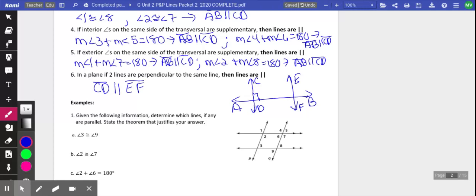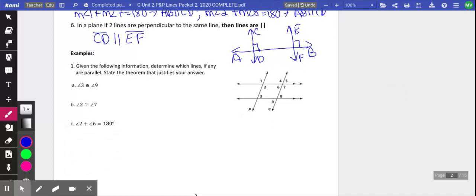So, some examples. Given the following information, determine which lines, if any, are parallel. State the theorem. So here we're saying 3 and 9 are congruent. So if 3 and 9 are congruent, then this line is our transversal. And then those are on P and Q. So that would mean P is parallel to Q. And that's because alternate interior angles are congruent, implies parallel.